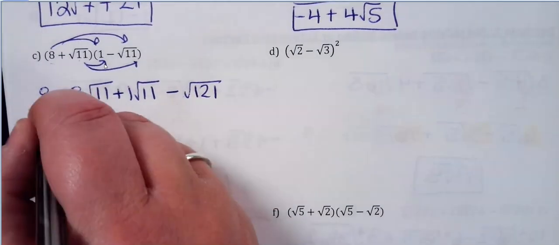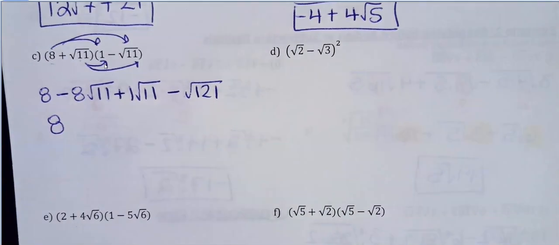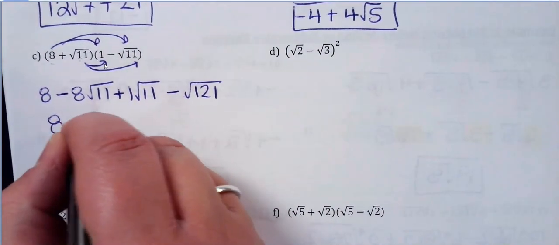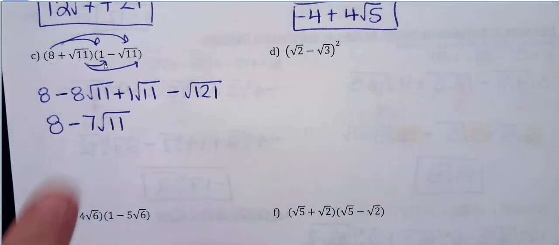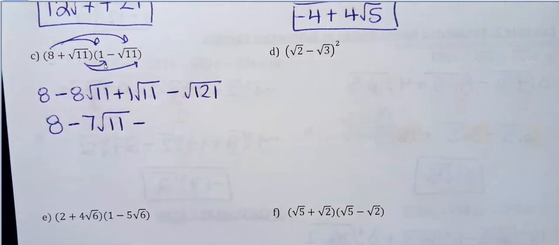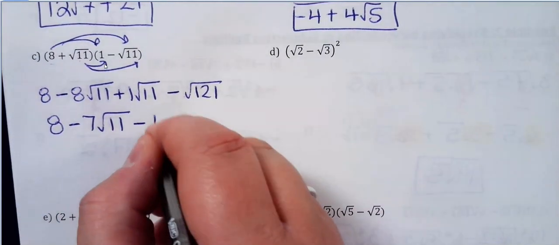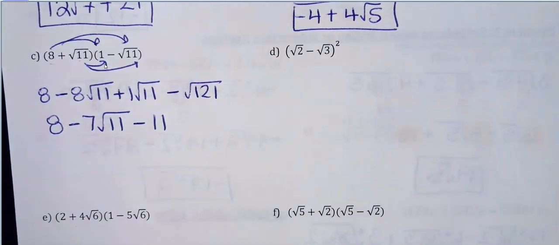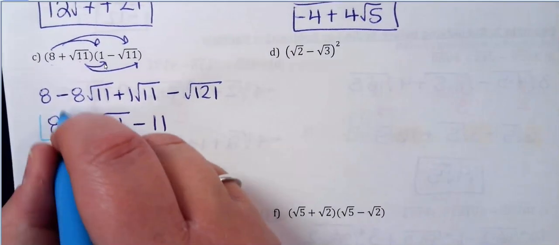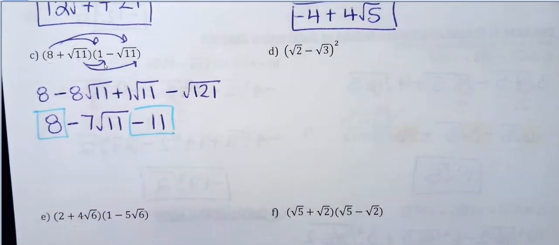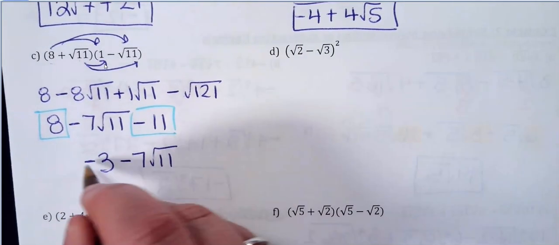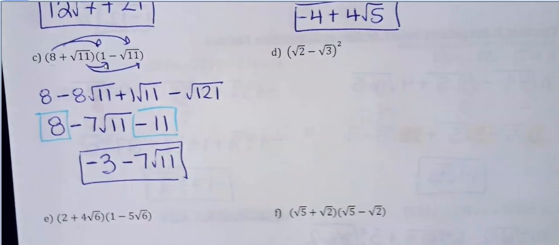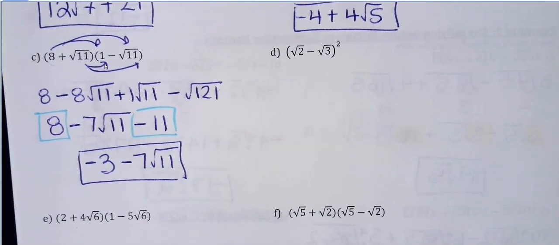Okay, now, in the middle here, you have negative 8 roots of 11 plus a square root of 11. So it'd be negative 7 square roots of 11, combined like radicals there. Now, the term on the end is a perfect square. So minus the square root of 121 would be minus 11. Now, you can simplify this a teeny bit further. You're going to take the 8 and the negative 11. Those are both plain numbers, so you can just add them together. So 8 minus 11 would be negative 3, and then minus 7 square roots of 11. Can't go any farther than that. Anybody have any questions?